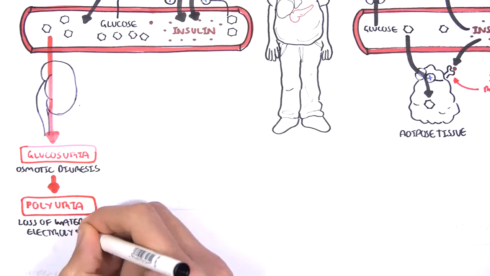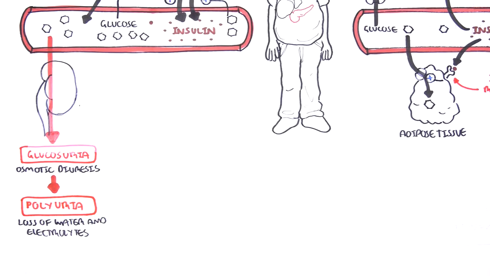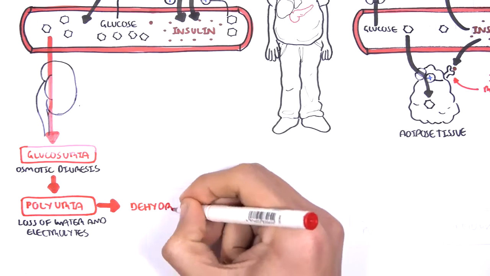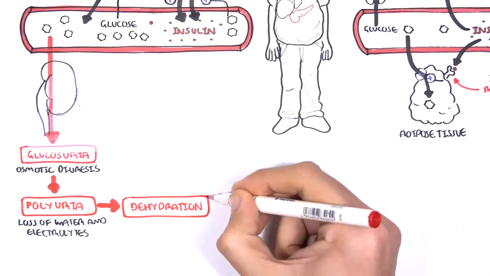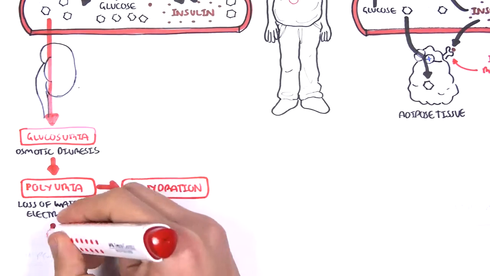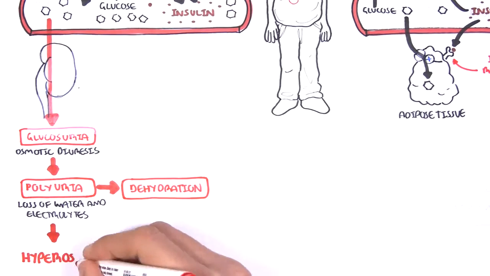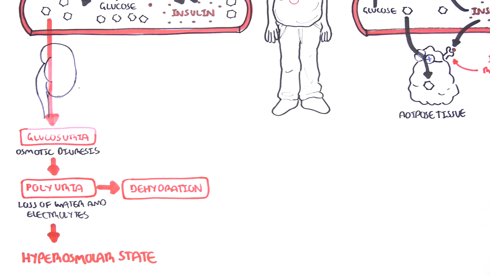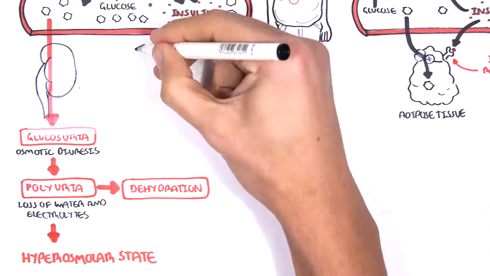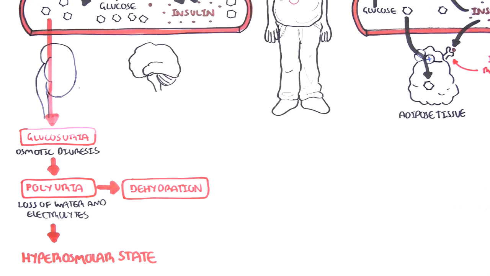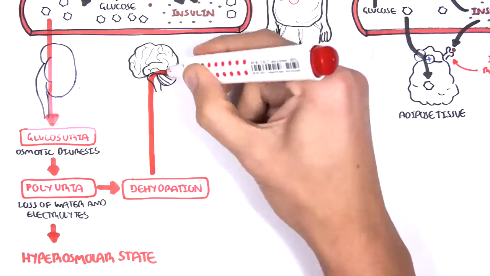With constant polyuria, you get loss of water and you get loss of electrolytes. The loss of water and the loss of electrolytes leads to two main things. One, dehydration because of the loss of water, and two, hyperosmolar state. Hyperosmolar state is a medical emergency, which will not be really discussed here. The dehydration will stimulate the brain to drink more water, so we get polydipsia.